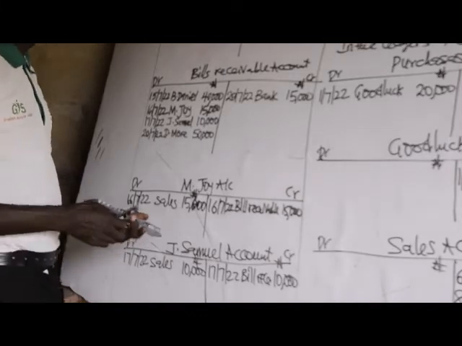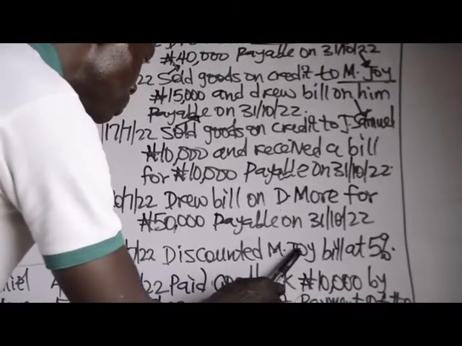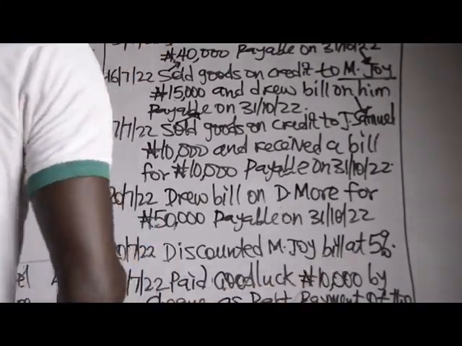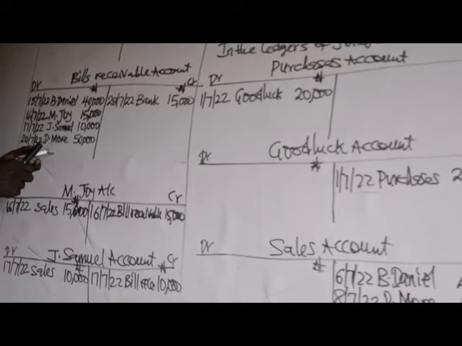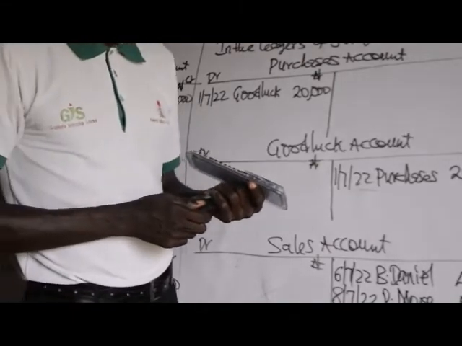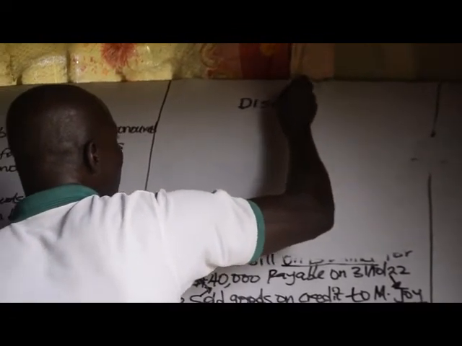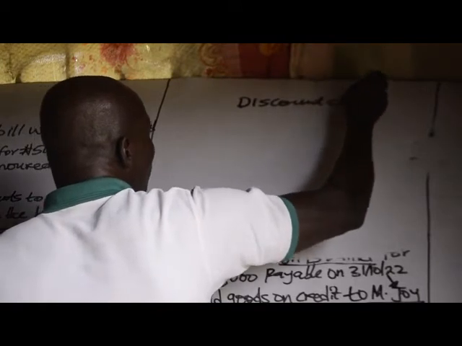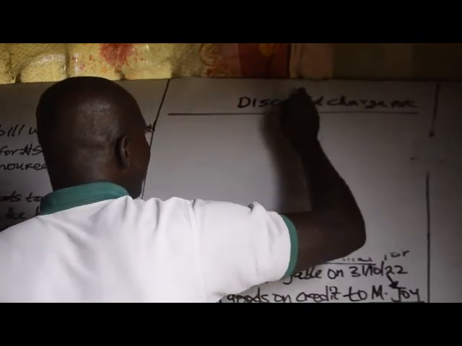Then the discount charge. Discounted M. Joy's bills at 5%. With the discount charge on the M. Joy bills, when that discount is paid, you are going to credit the bank account of the drawer. Then you debit the discount charge account. So let's open the discount charge account. Discount charge is an expense. So you debit the discount charge account.